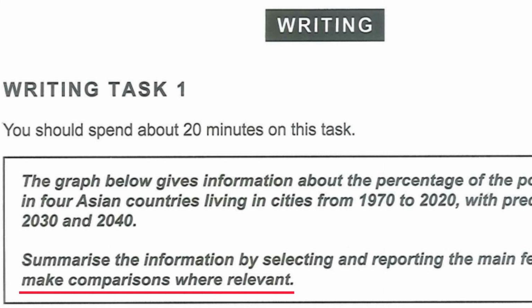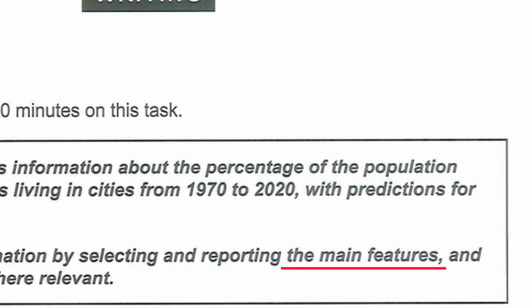You also should be making comparisons, like where they are similar and where they are not similar. Contrast and similarity should be discussed because it is mentioned that you should make comparisons where relevant. Also, you don't need to include every single data because the question itself says that you should describe the main features. If you just keep on describing every single thing, your band score will decrease instead of increasing. So make sure to keep that in mind.